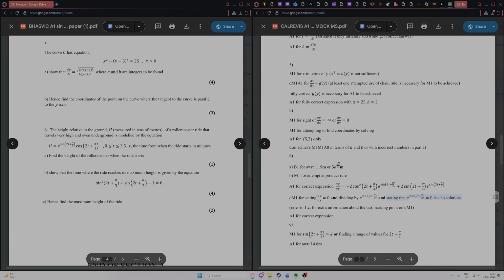If you want extra information about what you have to say when you're dividing by variables, and then you get an accuracy mark for this correct expression here.